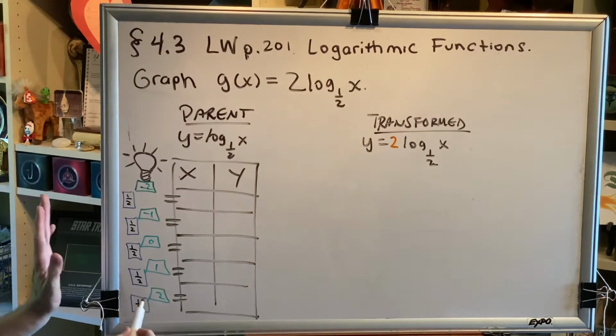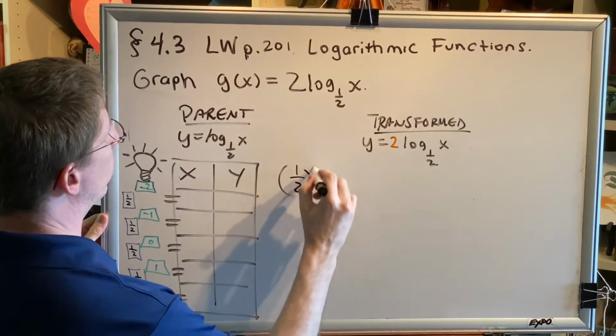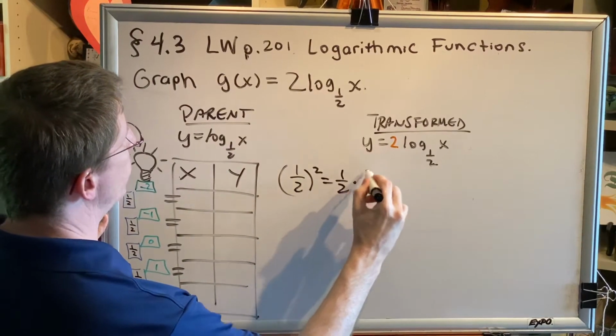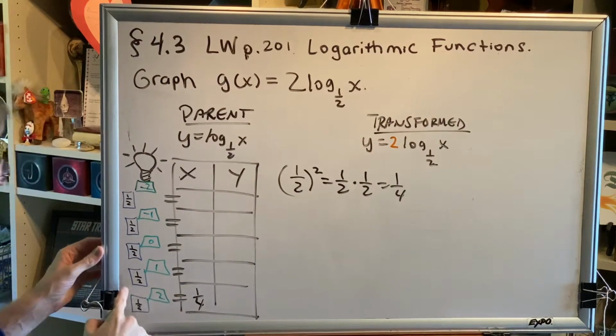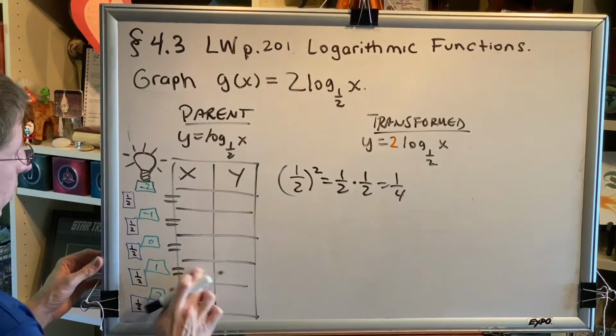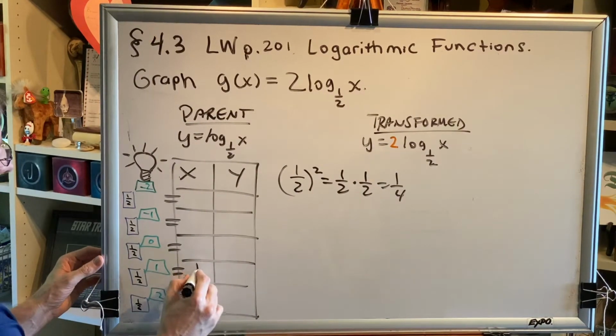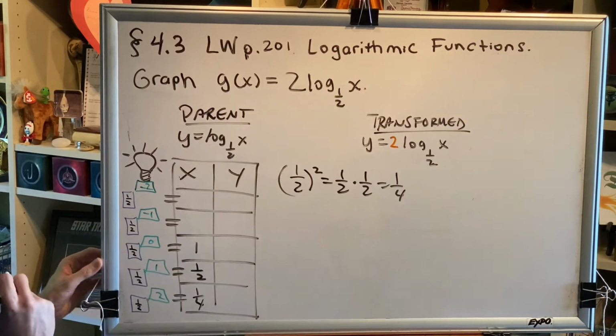We've actually done something very similar before. Half squared. Well, that's a half times a half, which is a quarter. Half to the first power is half. Anything to the first power is itself. Half to the 0 power is 1.